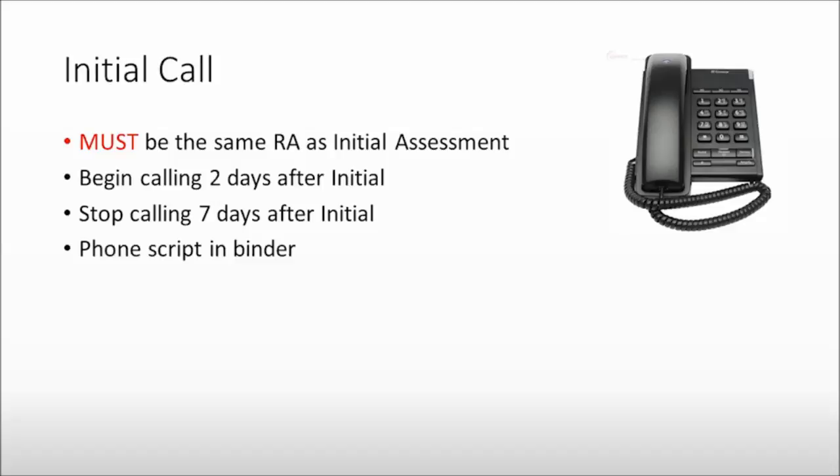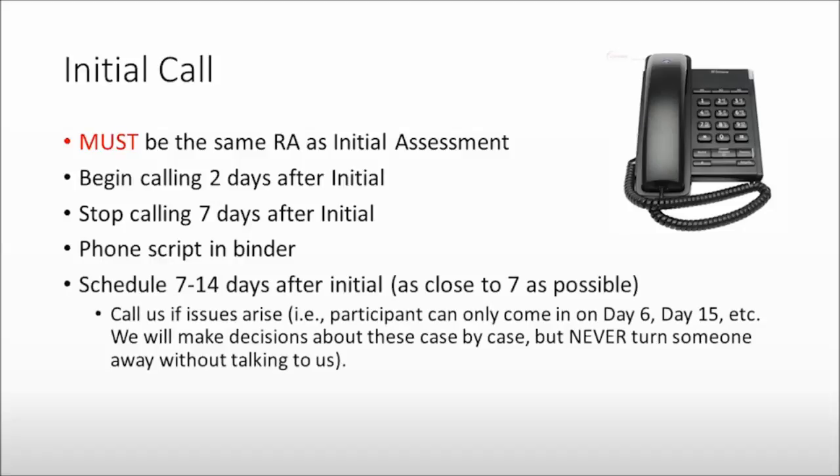There is a phone script in your binder under the 1 week tab, and I'll show you what it looks like in just a second. You can schedule this visit for 7 to 14 days after the initial. So ideally, we want it as close to 7 days as possible, but the person can come in up to 14 days later. And if someone is a little bit outside the window, it's okay. We would prefer for them to be at 7 or between 7 and 14. But if someone comes in on day 6 or day 15, just let us know. And we'd rather them come in if that's the only time they can schedule than not have them come in.